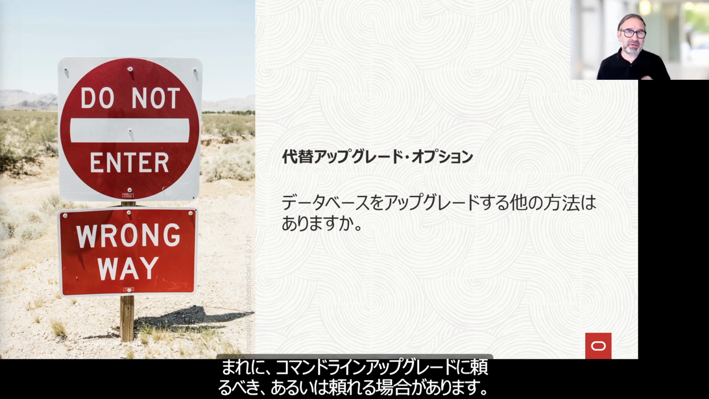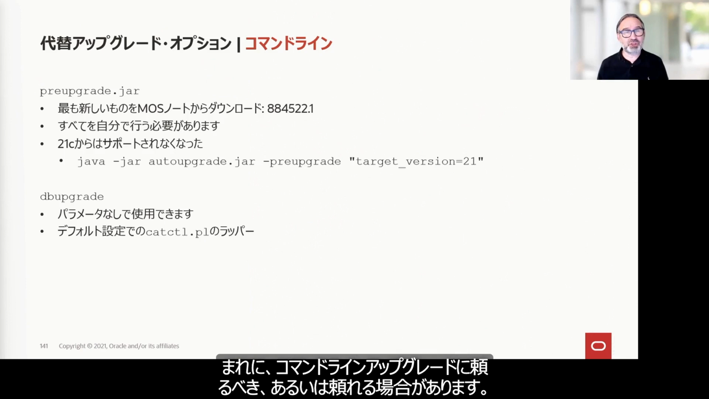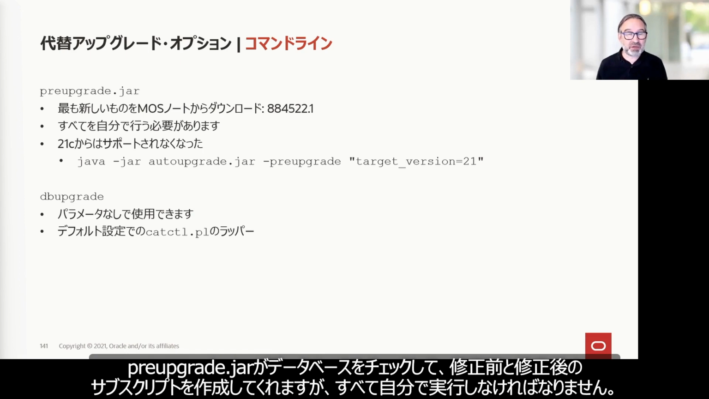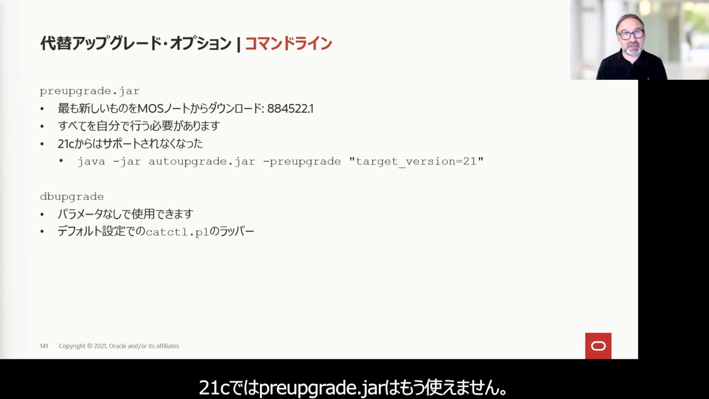There may be rare cases where you can rely on a command line upgrade. Command line upgrade means you download preupgrade.jar from MOS note 884522.1 and you execute it. Preupgrade.jar will check your database and create pre and post fixup scripts, but you have to execute everything by yourself. In 21c, preupgrade.jar is not available anymore.